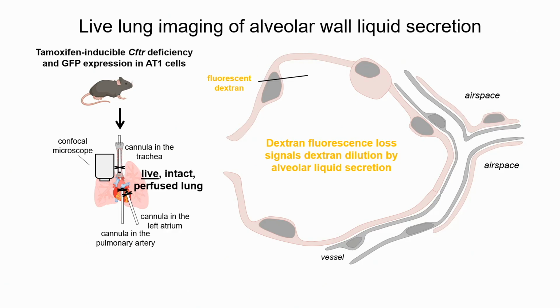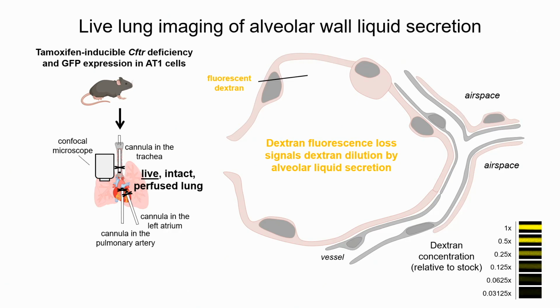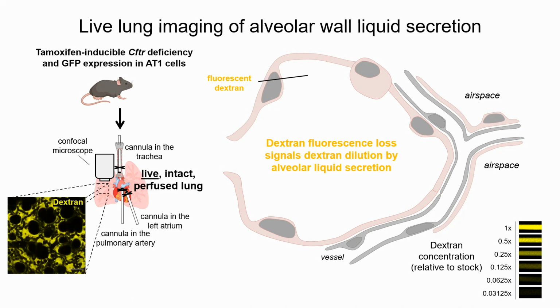To confirm our dilution assay, we did separate calibration experiments where we took glass micropipettes and diluted stock dextran concentration, and we showed that by diluting the stock, we could decrease the dextran fluorescence. Here at the bottom left is an example image of what we see under the microscope with the dextran. And you can see that it fills the alveolar air spaces and it pools in the alveolar corners as we'd expect.